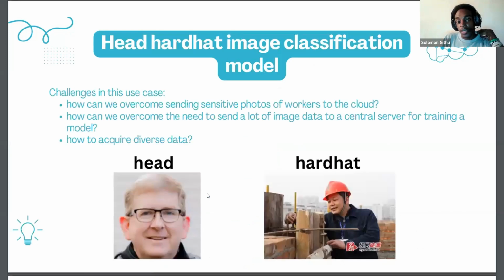So for demonstration, we will train an image classification model that can take a picture and tell if there is a head or if there is a hard hat in that image. So our machine learning model will look at a picture, this picture on the left, and it will say, is this a head? Or it can look at another picture like this one on the right, where the person is wearing a safety hat, and it will say if this is a hard hat image.